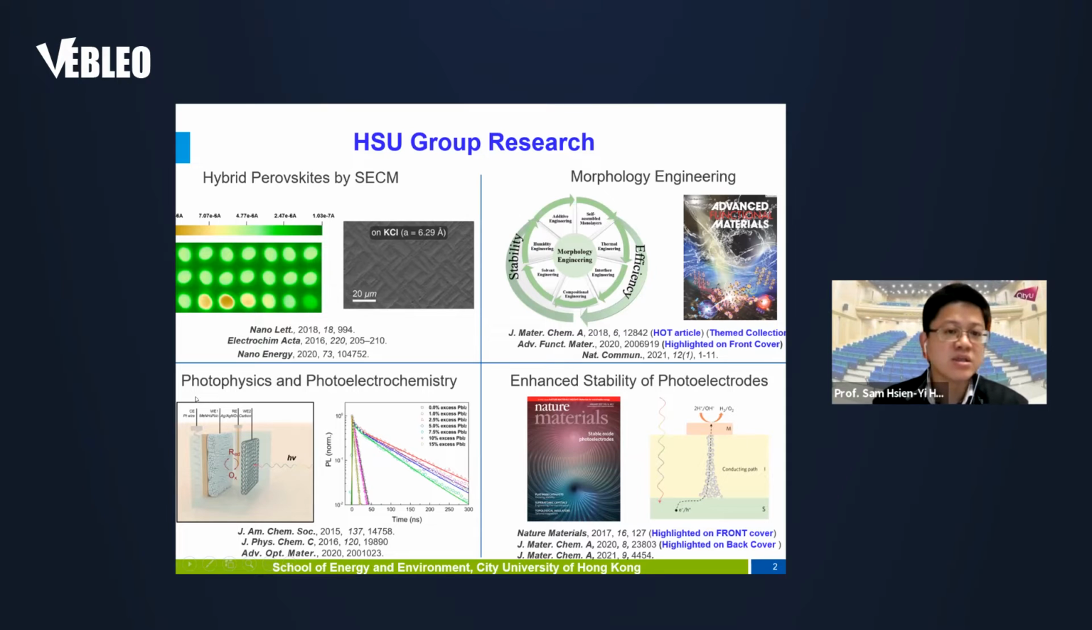As I mentioned, we generally study the photophysical and photoelectrochemical properties. For example, we studied a series of hybrid perovskites with different amounts of lead iodide. We found that when we add 2.5% excess lead iodide, it shows the longest diffusion lifetime, therefore leading to higher power conversion efficiency.